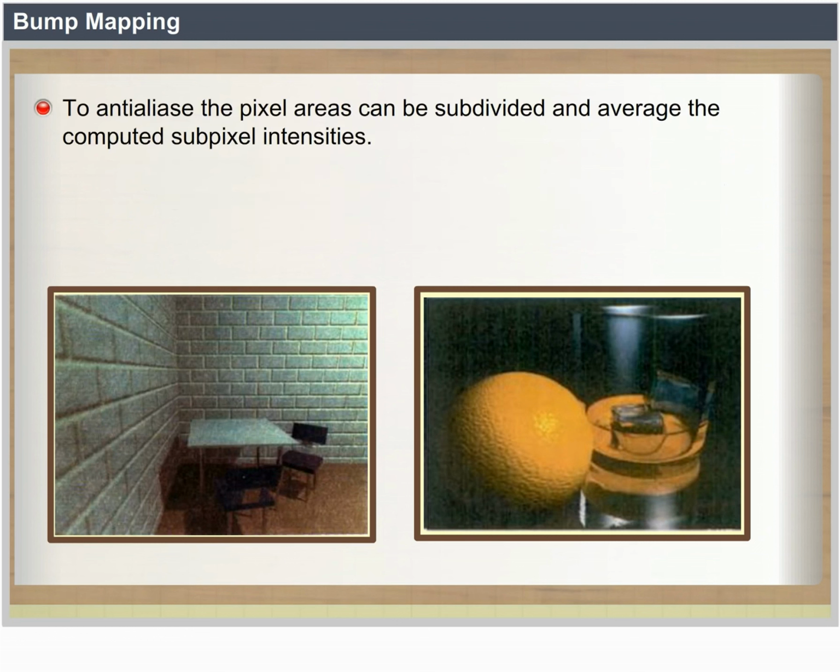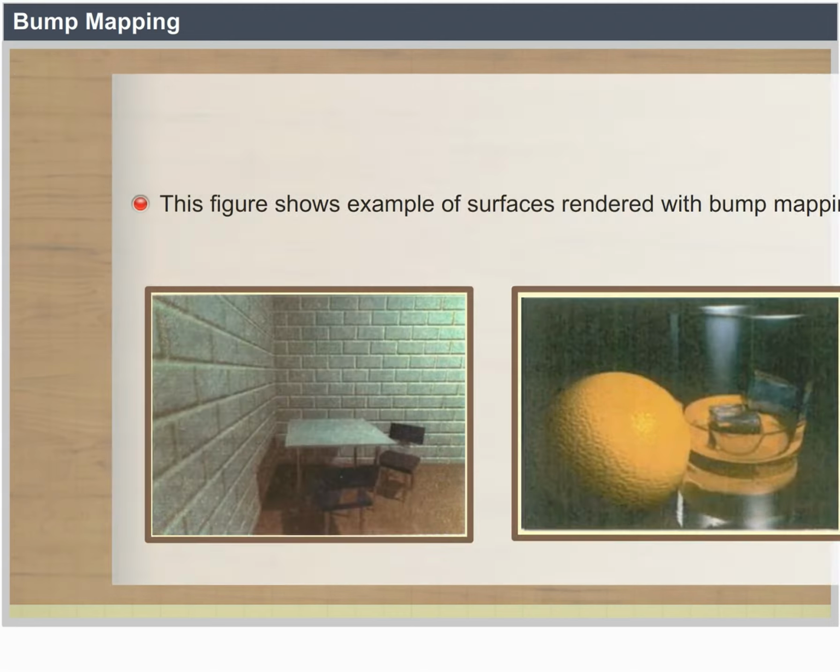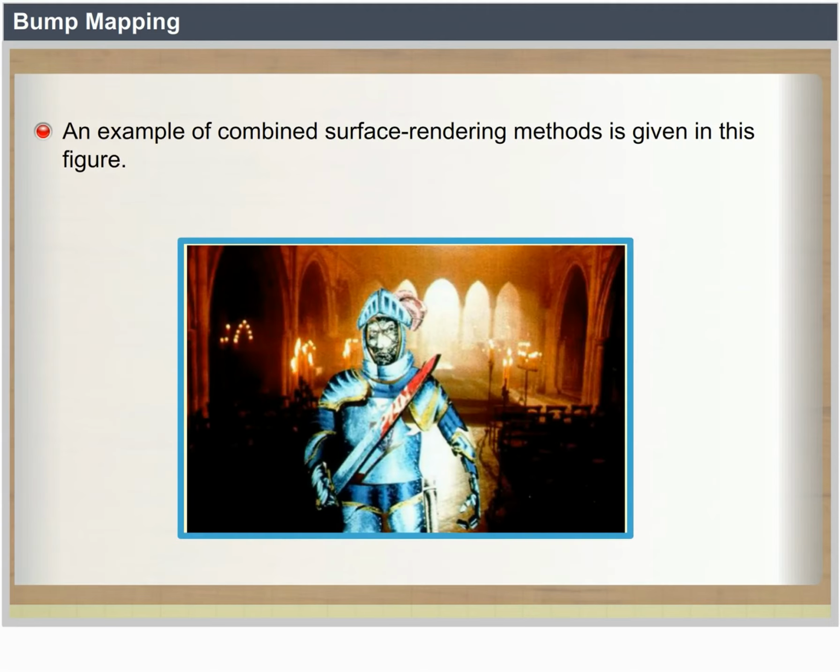To anti-alias, we subdivide pixel areas and average the computed subpixel intensities. This figure shows examples of surfaces rendered with bump mapping. An example of combined surface rendering methods is given in this figure. Color considerations.